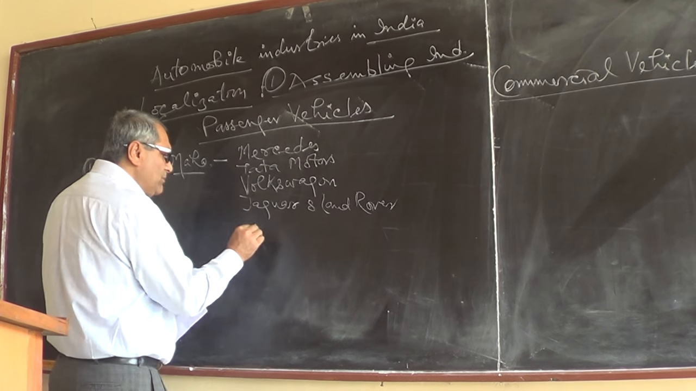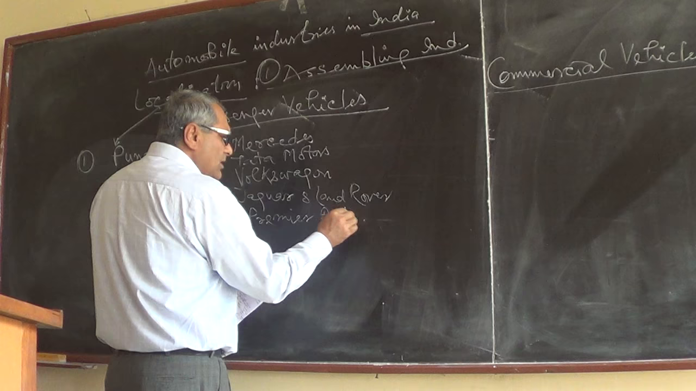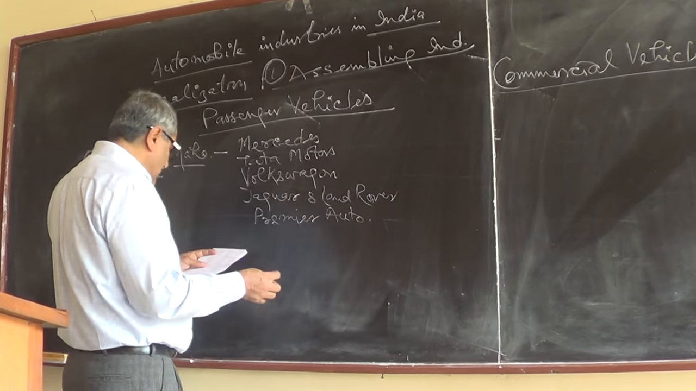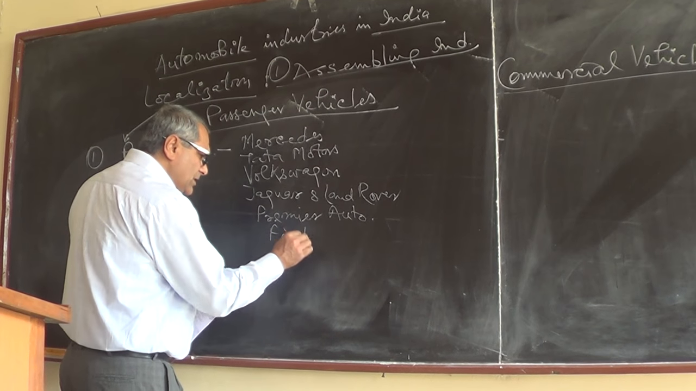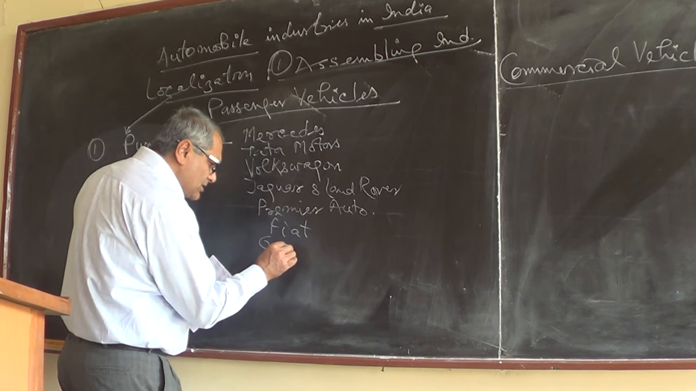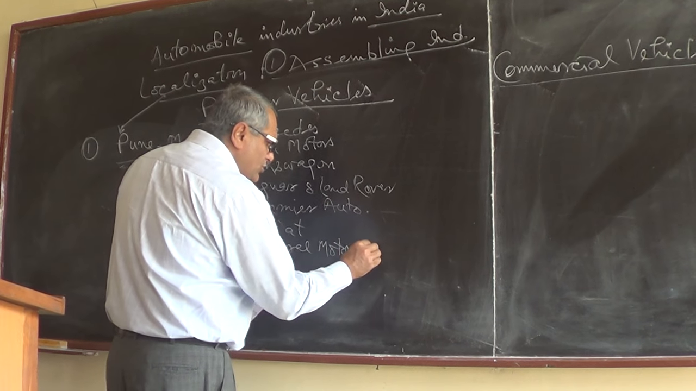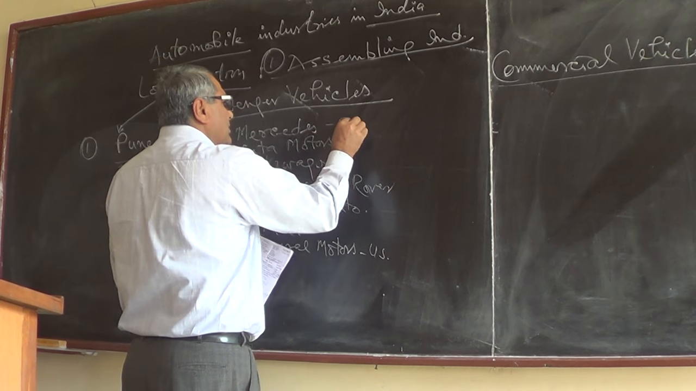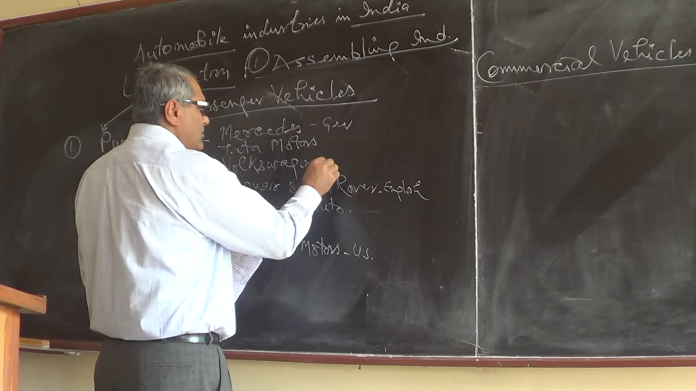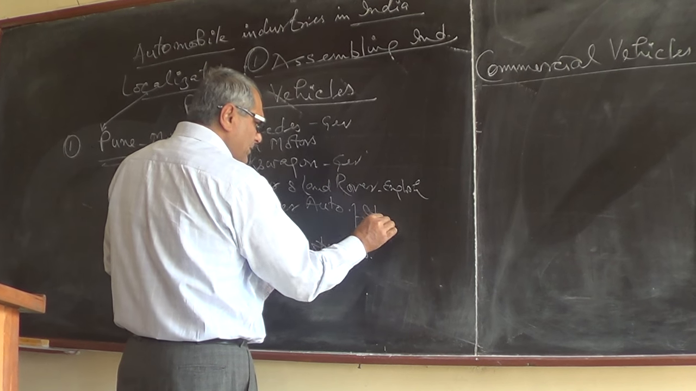Apart from that, Premier Automobiles. You know Premier Automobiles? Like Fiat car. So this is like Fiat Automobiles. Premier and Fiat. And the other American one is called General Motors, GM. It's a US company, it's a German company, it's an English company, it's also a German company. Premier is an Italian company.